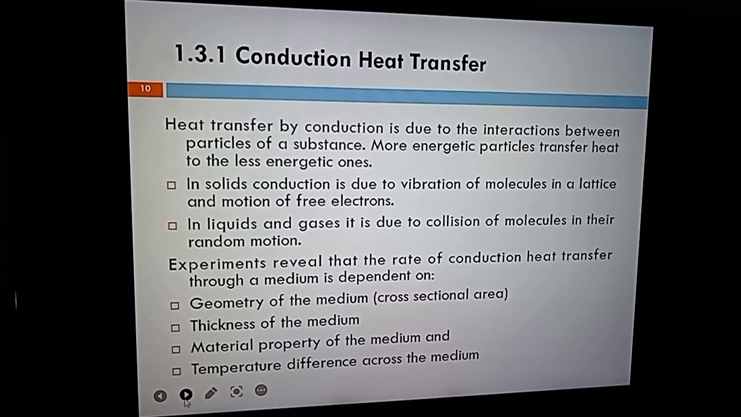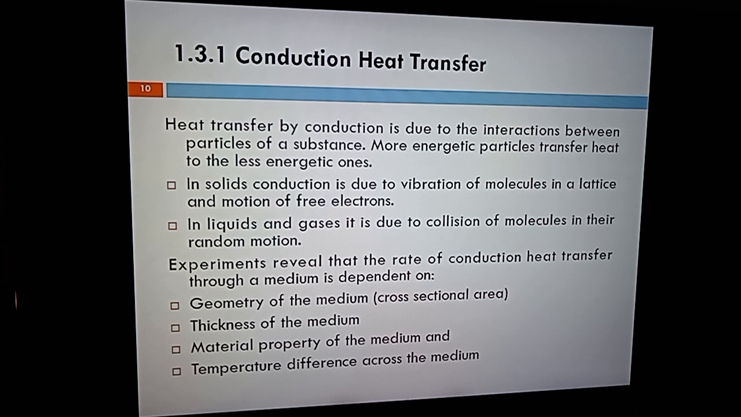Heat transfer by conduction is due to interaction between particles of a substance. More energetic particles transfer heat to lower energetic ones. Heat transfer in solids by conduction is due to vibration of molecules in the lattice and motion of free electrons. In liquids and gases, it is due to collision of molecules in their random motion.